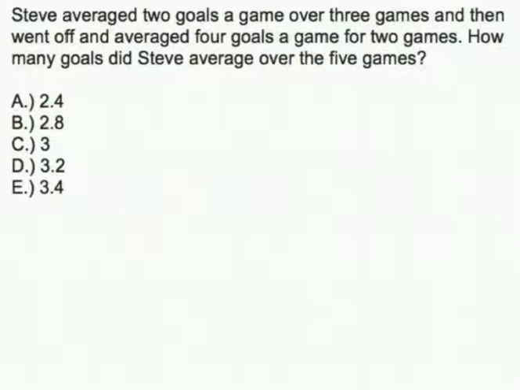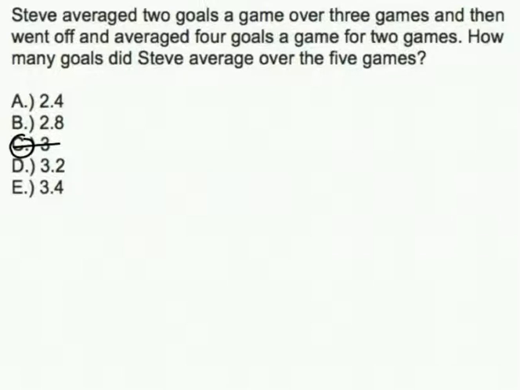So Steve averaged 2 goals a game over 3 games, and then really went off and averaged 4 goals a game for 2 games. How many goals did Steve average over the total 5 games? So what's very tempting here is to just say, well, 2 averaged with 4 is going to be 3, so my answer is C, 3 goals. And that's not going to work because Steve did score 2 goals over 3 games and 4 goals only over 2. So it's not an even split. If it were 3 games and 3 games, we could probably do that. But since it's a different number of games, the weight is different. It's weighted more toward 2.